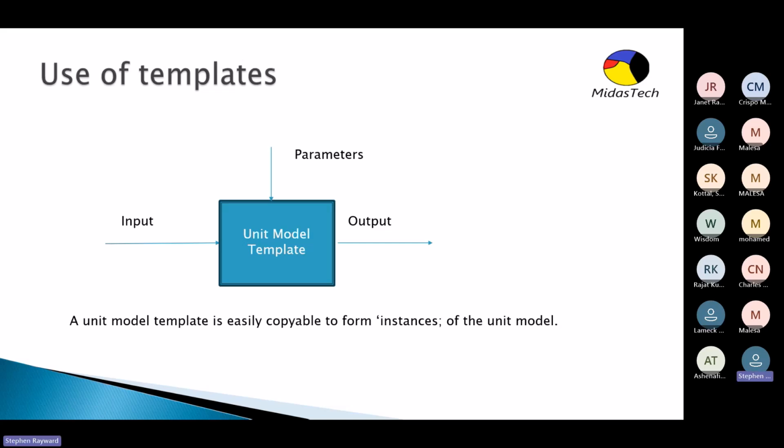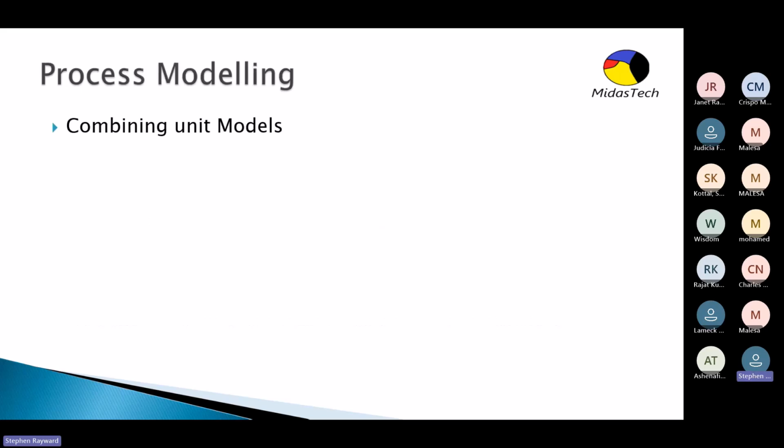Now, the whole basis of this approach is the idea of a template. For a particular type of unit, in mineral processing that might be a cyclone, you create a template. That template has to be copyable to be applied to different cyclones, and so they form different instances of the same unit model. If you understand that, then it becomes quite easy to understand how the system works.